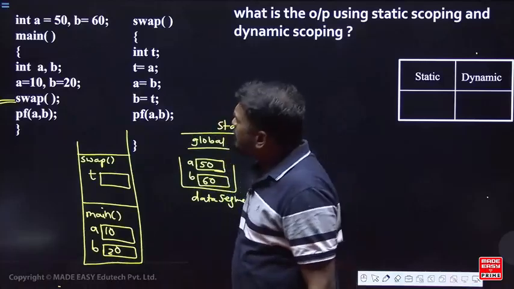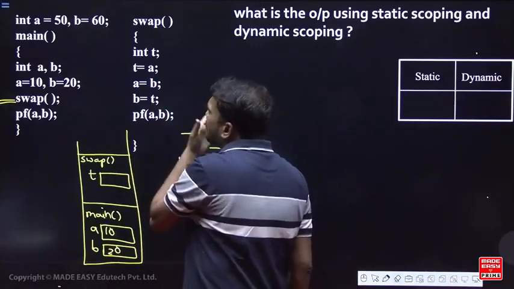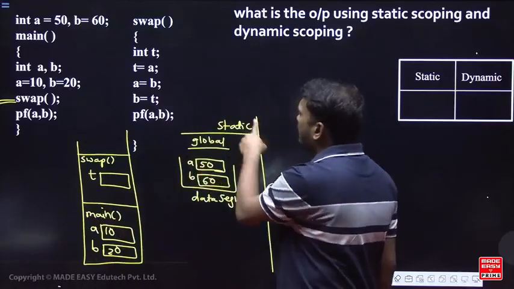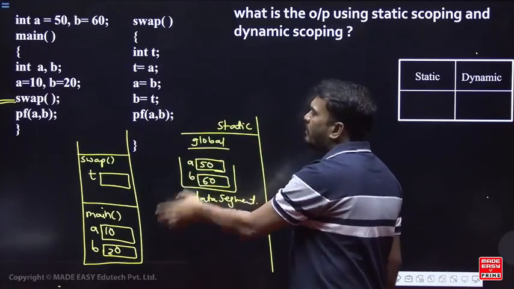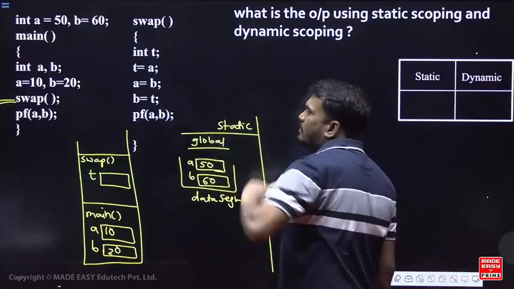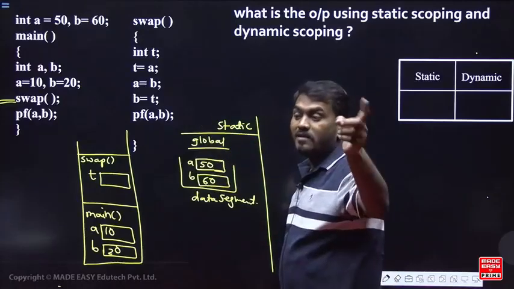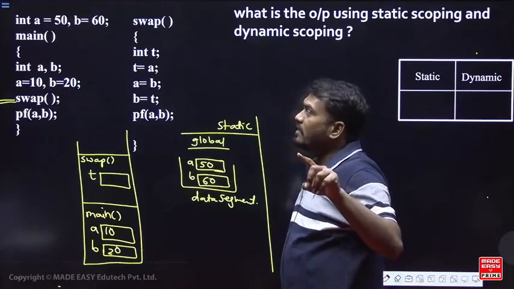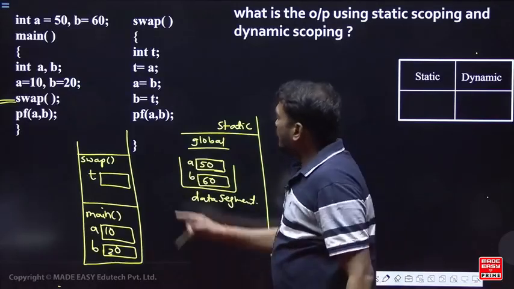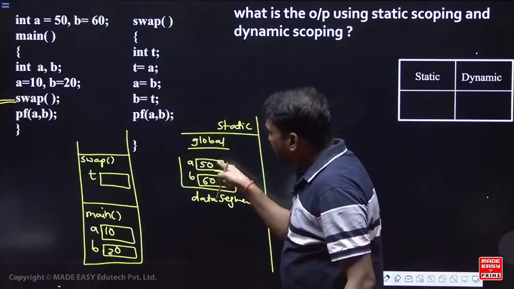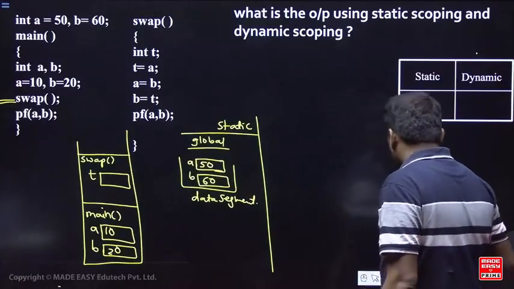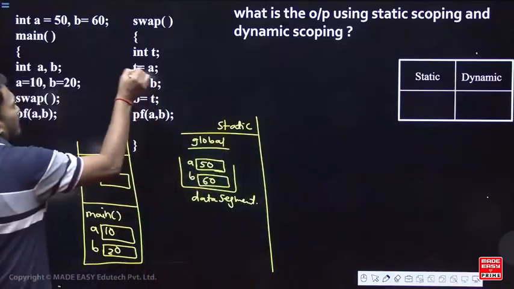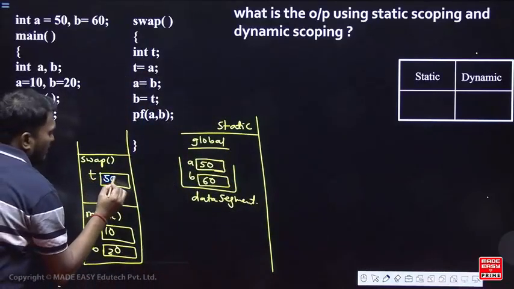Next, now you are saying t equal to a. Now tell me, when you say t equal to a, which variable a do you have to consider? Because a is a free variable. Now which one are you following? Static scoping. You are solving the problem with static scoping. In static scoping, free variables are resolved by using what? By using global. Now tell me, in the global, what is the value of a? 50. So 50 will be assigned to t.